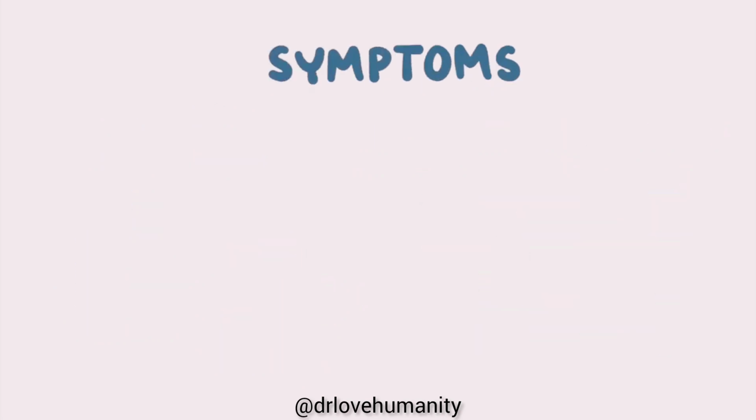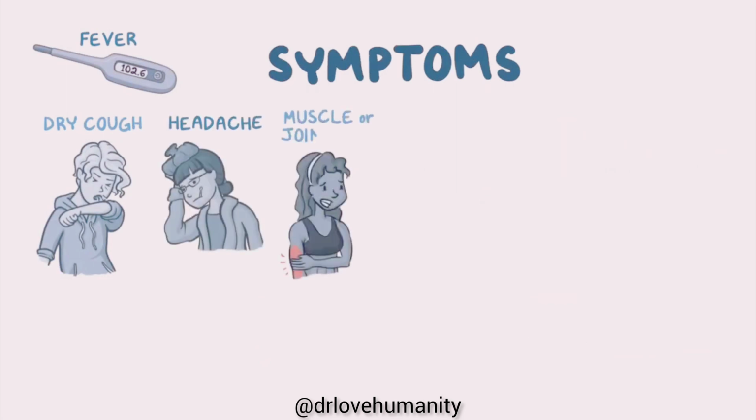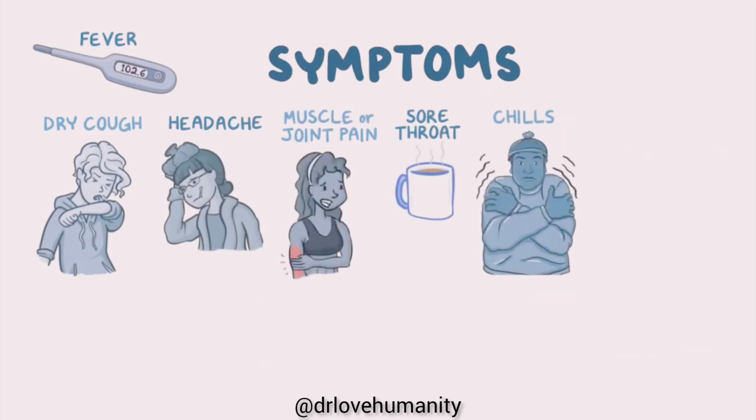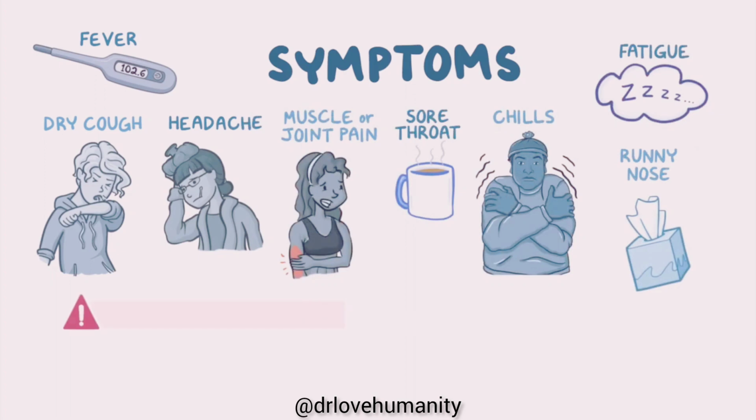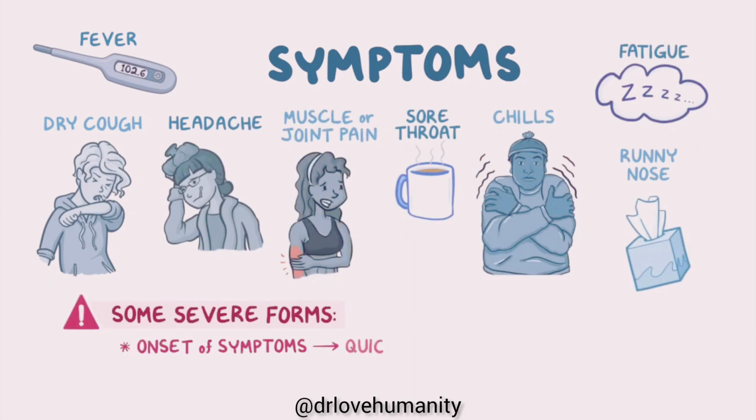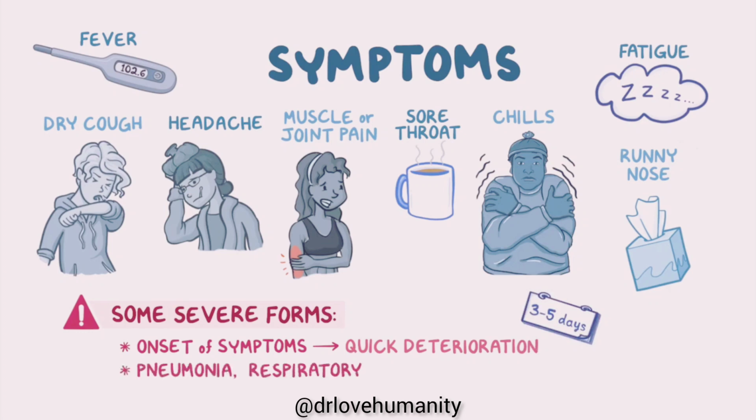The symptoms of zoonotic influenzas include fever, dry cough, headache, muscle or joint pain, sore throat, chills, fatigue, and runny nose. In some severe forms of influenza, the onset of symptoms is characterized by quick clinical deterioration approximately 3 to 5 days after the first symptom onset. Some patients quickly progress to pneumonia, respiratory failure, and multi-organ failure.